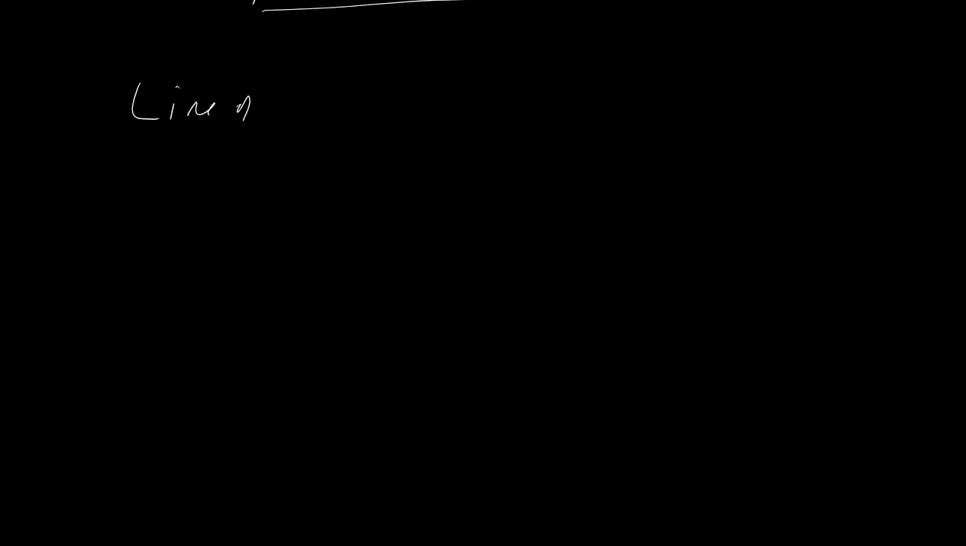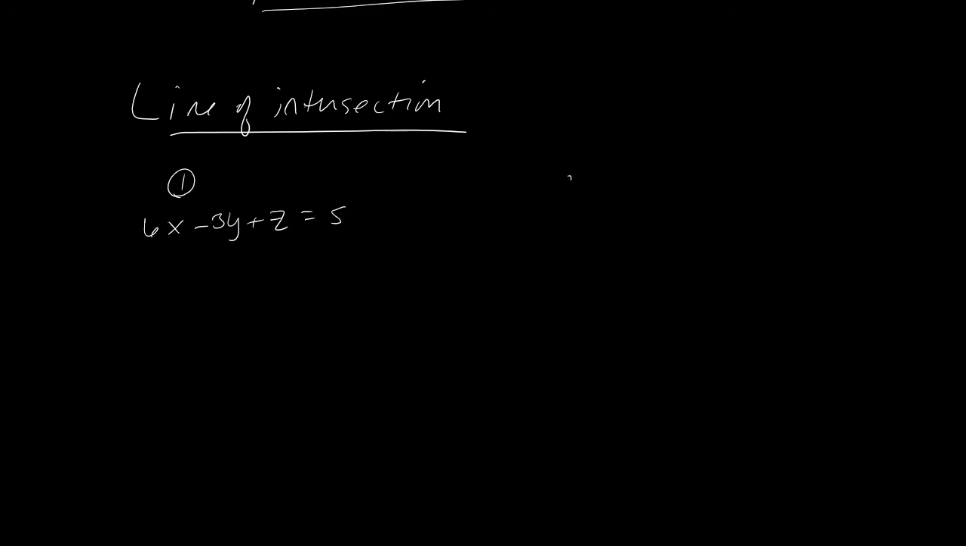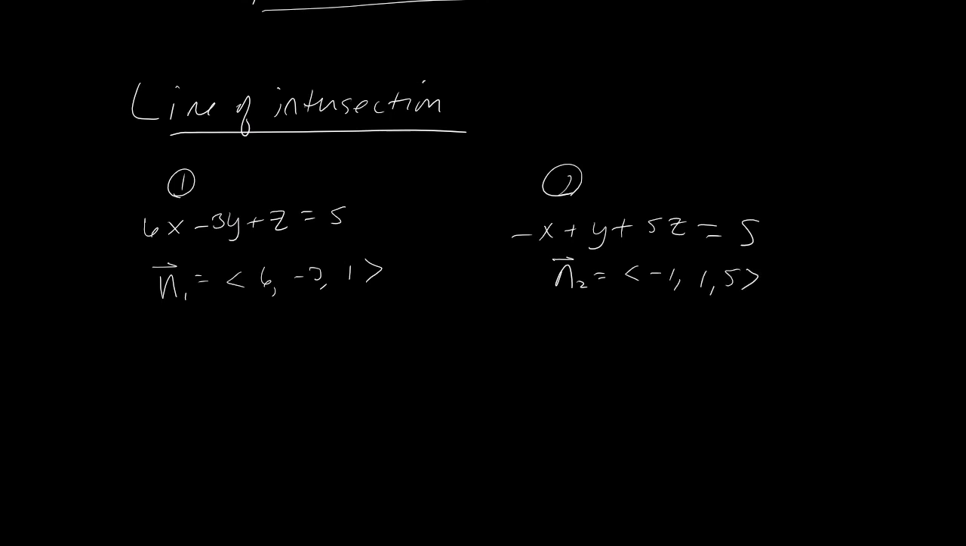So line of intersection. I'm going to rewrite the equations for the planes here just so that we have them in front of us again. So the first one was 6x minus 3y plus z equal to 5. The second one was negative x plus y plus 5z, equal to 5. All right. And the normal vectors then, n1 was 6, negative 3, 1. n2 was negative 1, 1, 5.